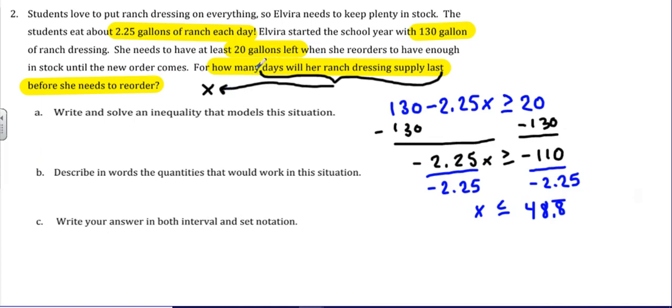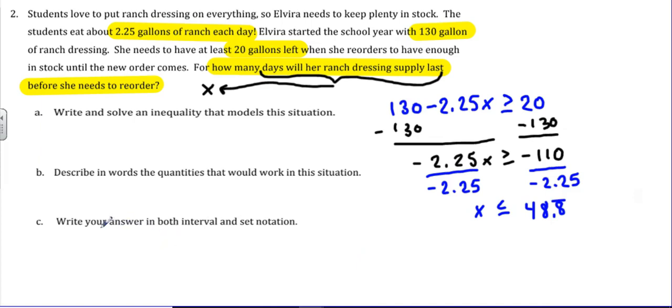So when I'm writing my answer here, I need to figure out how many days she needs. X needs to represent the number of days that her ranch dressing supply will last before she needs to reorder. I'm going to need to round this down because I can't do 49 days, because then her supply will run out before it actually arrives. So I have to make sure to communicate to Elvira that she needs to order anytime before 48 days. So anytime that x is less than or equal to 48.